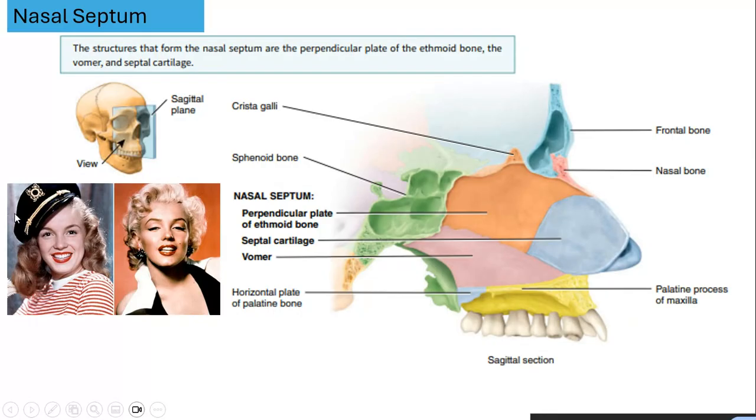As you can see in the picture of Marilyn Monroe, a surgery was done right here. As you can see, there is a nasal septum surgery. The nose cartilage is changed. There is a little bit of rhinoplasty right here. The nose cartilage is changed. All right, so there might be a septal cartilage that was changed. There's a very good chance that this area was changed. The perpendicular plate of the ethmoid bone was changed. Okay.